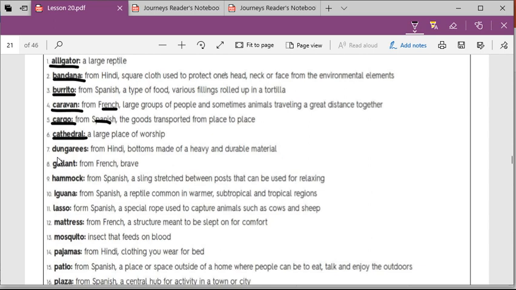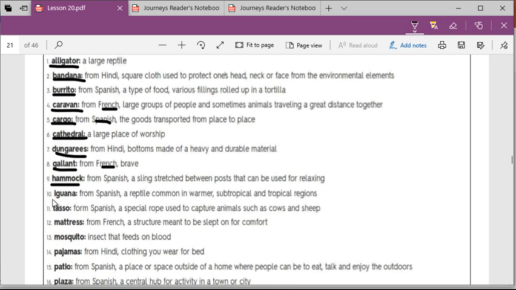Dungarees, it's the bottom made of a heavy or durable materials. And the next word is gallant. Gallant comes from the French language and it means brave. Gallant means brave. Hammock. Hammock comes from Spanish and it's a sling stretched between posts that can be used for relaxing.